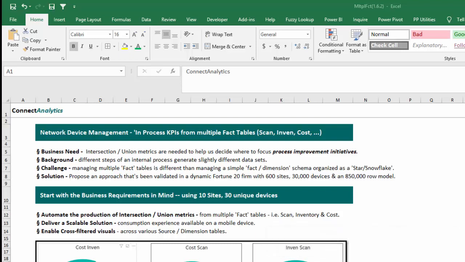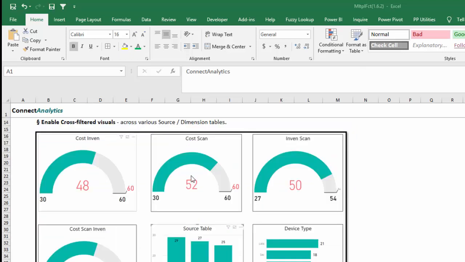So the business requirement is to automate the production and intersection of metrics from multiple fact tables. And in our case, it's going to be scan, inventory, and cost. You can see here it's 10 sites and 30 unique devices. We're going to deliver a scalable solution that's consumable on a mobile device. This is an illustrative visual of where we're going to end up in the Power BI solution.